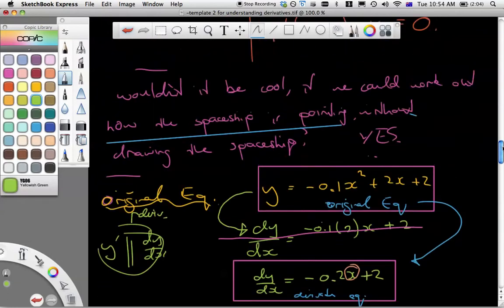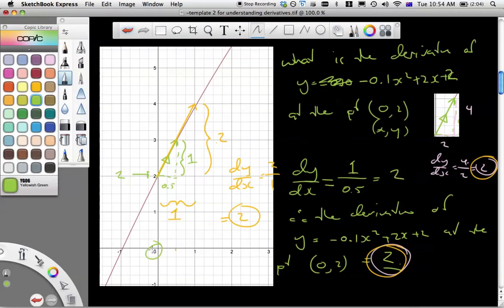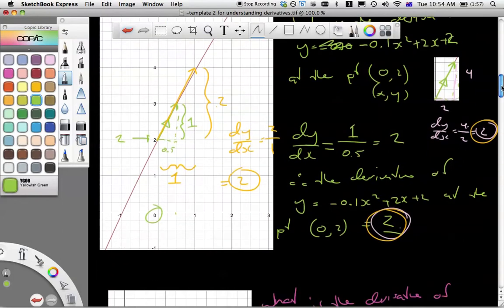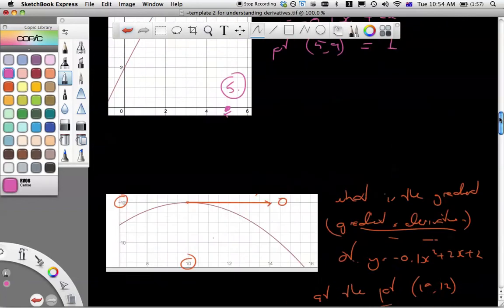Let's check that. Let's go back to where we were. Well, this was our first one. We launched it from 0 and we found that the answer was indeed 2. So we've just found out how the spaceship was pointing without having to draw the spaceship. Our next one, we launched it from 5. We launched our spaceship from x equals 5. So let's try this again.